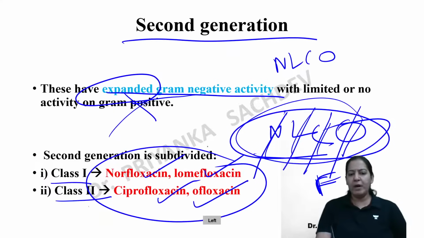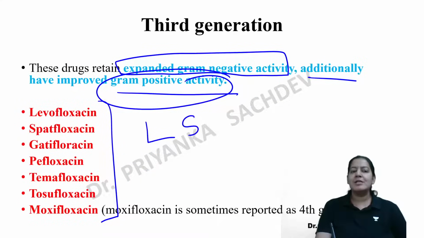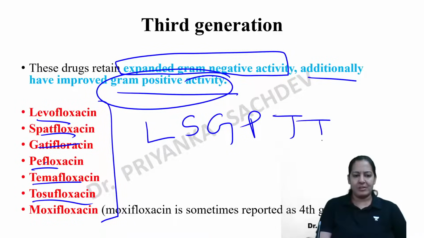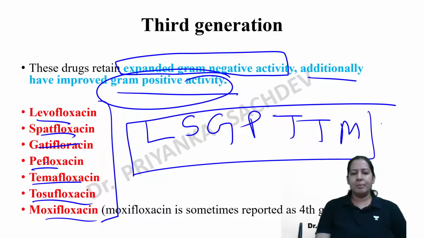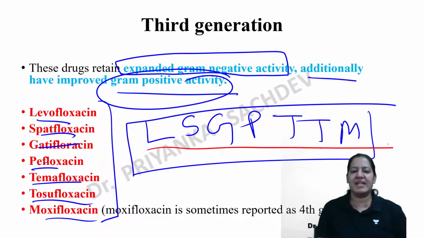So levoflox. There the L was lome, here L is levo. Levoflox, sparflox, right? Gatiflox, P-flox, Temaflox, Tosuflox, and Moxiflox. Please help me with the mnemonic. I don't have one, so please help me with the mnemonic. Can you make it? Someone, please make a mnemonic of these first letters.